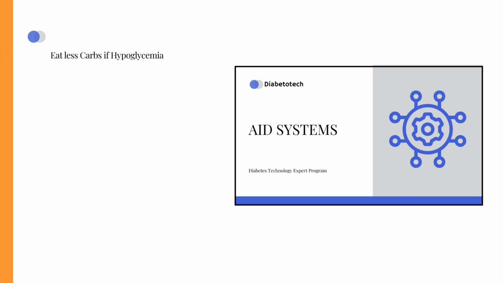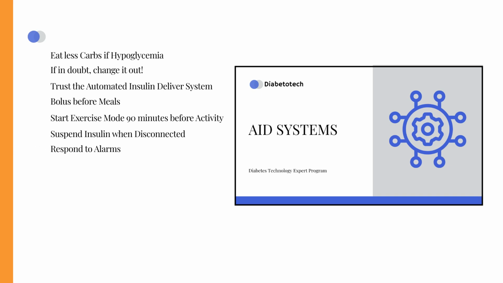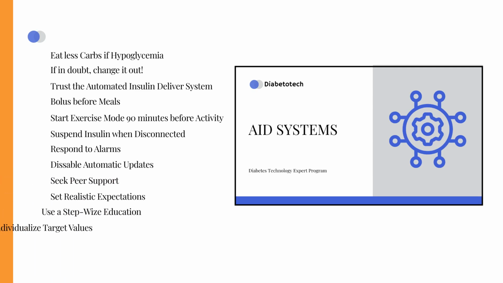Use fewer carbohydrates to correct hypoglycemia. Consider an infusion set problem if blood glucose levels remain high for an extended period without an apparent reason. If in doubt, change it out. Trust the automated insulin delivery system and let it do its work. Give a meal bolus approximately 15 minutes before eating. Activate the sports mode 1 to 2 hours prior to engaging in exercise. Temporarily stop insulin delivery if you disconnect the pump for more than 15 minutes. Respond to system alarms promptly. Disable automatic updates on your mobile phone to avoid disruptions. Seek peer support for additional guidance and insights.